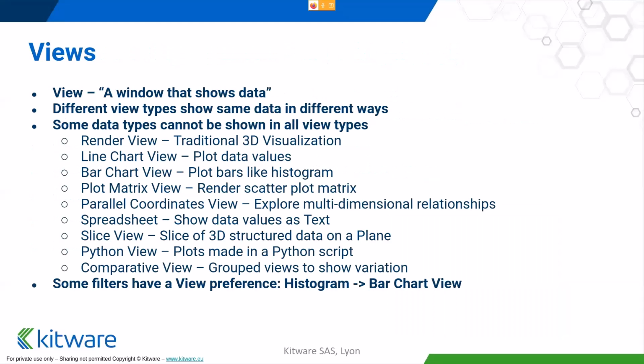Okay, so a view is a window that shows data. So I'll show you the different type of representation, but there is also different type of view. So we've been using, since the beginning of the course, the render view. But there is also line chart view, bar chart view, plot matrix view, many type of view. There is even a Python view where you can write your matplotlib script if you want. Some filters will automatically open a specific kind of view. For example, if you use a histogram filter, it will open automatically the bar chart view.